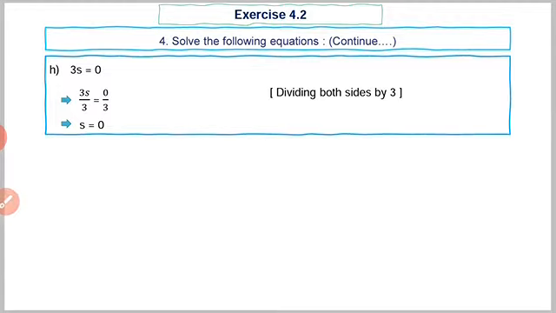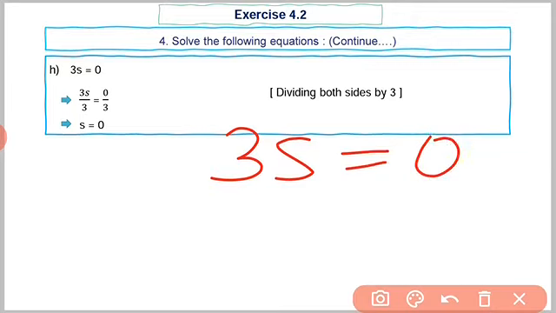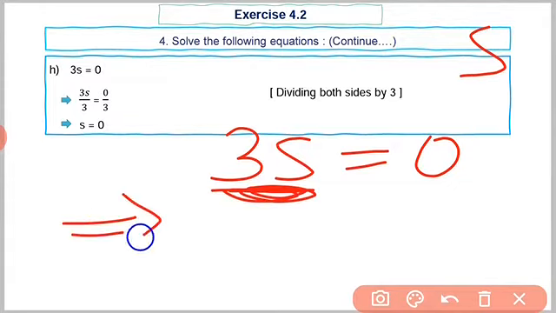Let us take h part. In the h part, the equation is 3s is equal to 0. We have to separate this s, means we have to do operation in such a way that we are left with s on one side. So it is 3 in the multiplication with s. So what we can do is we can divide both sides by 3.